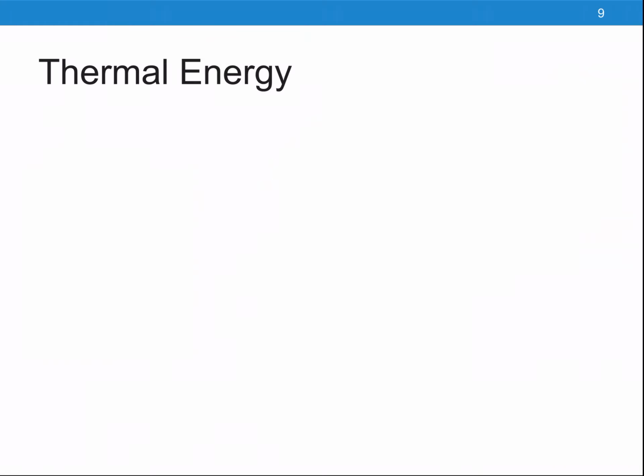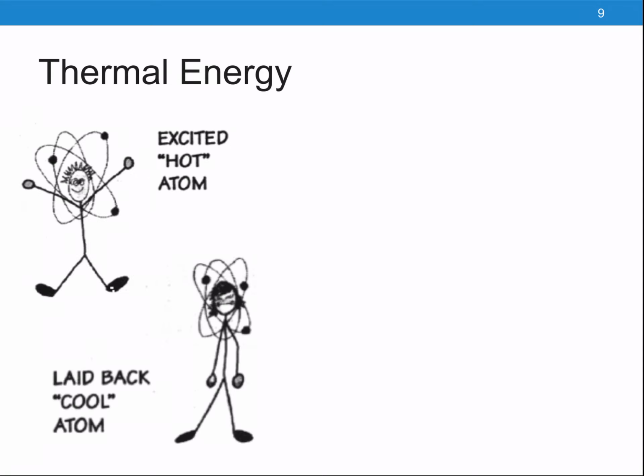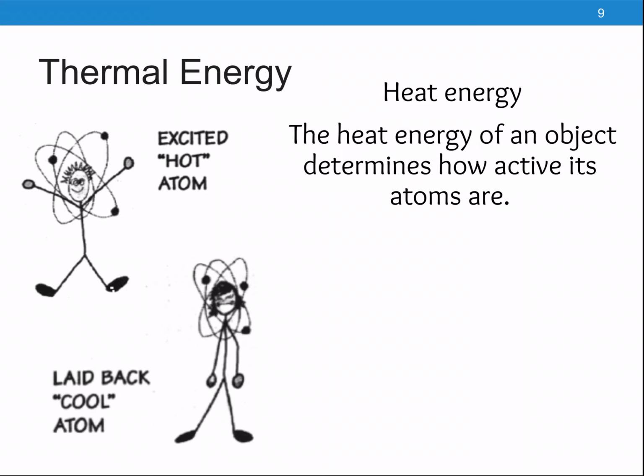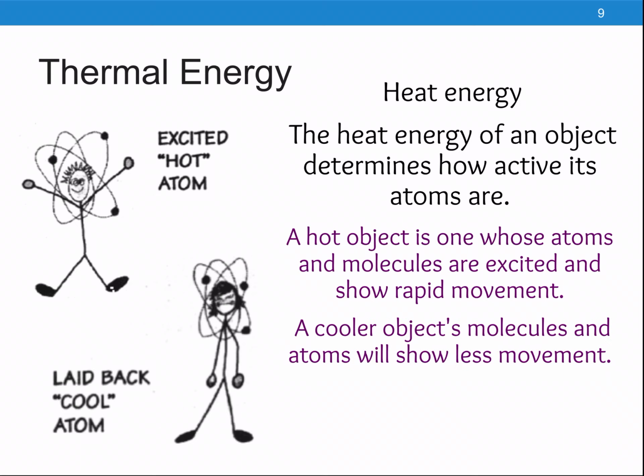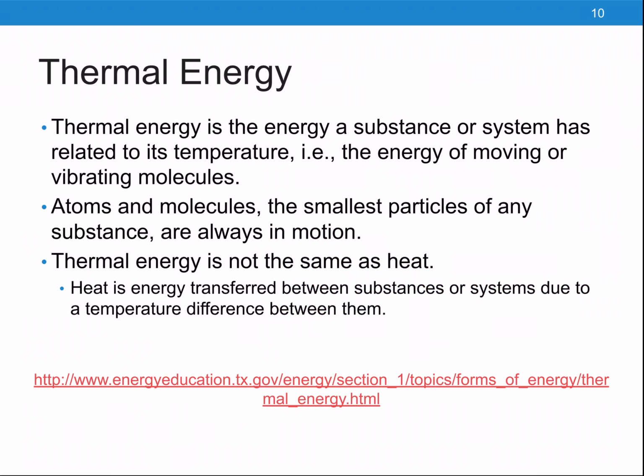And thermal energy. I think a lot of people have talked about this in previous science classes, but this is the heat energy, right? And it determines how active the atoms are. So really, really fast moving atoms are hot, excited atoms. Slower moving atoms are cool. And more movement means more thermal energy. So more heat, more thermal energy. Cooler, less thermal energy. All right, same things that I was just going over.